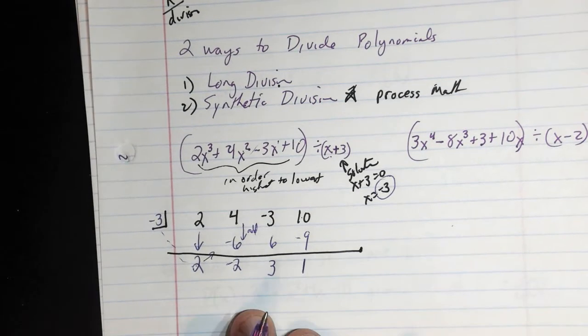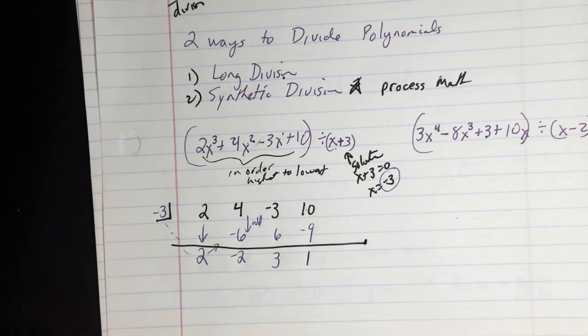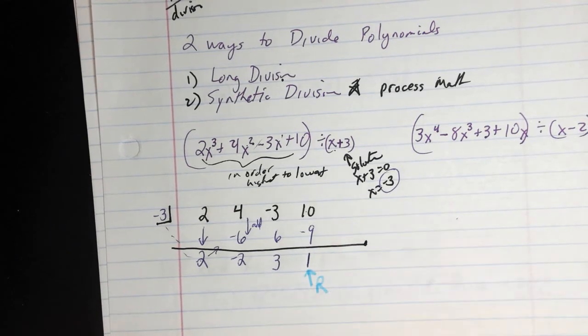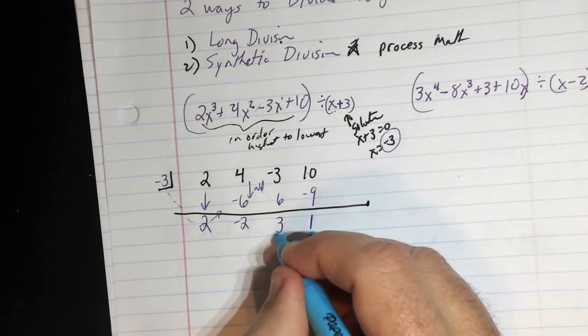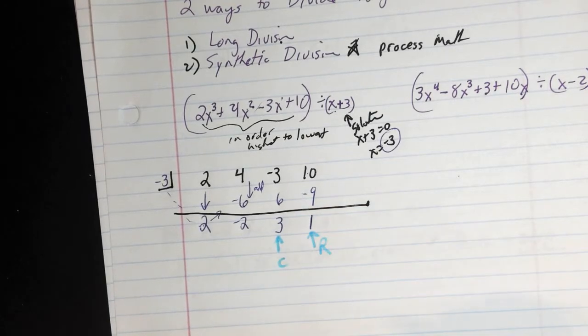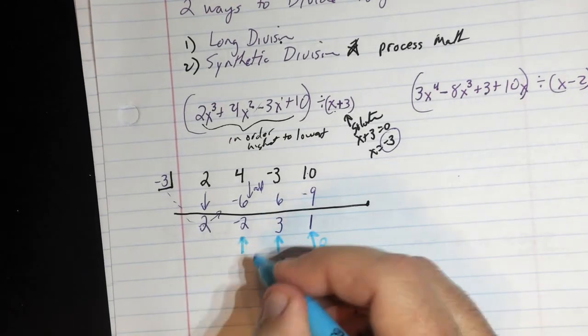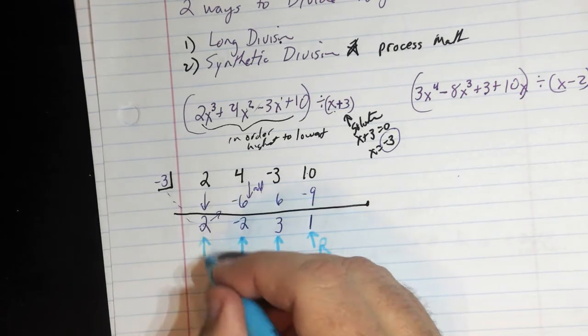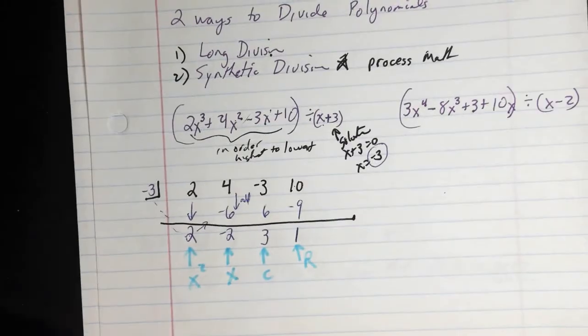So what do these numbers mean? Well, this 1 is my remainder. The 3 is going to be the constant in my quotient. The negative 2 is going to be the number in front of x. And this 2 is going to be the number in front of x squared.